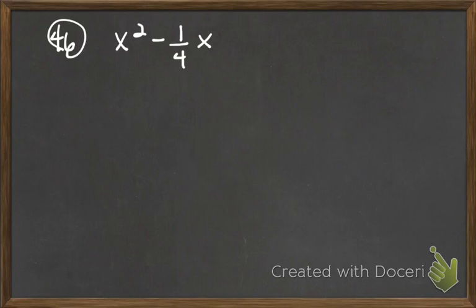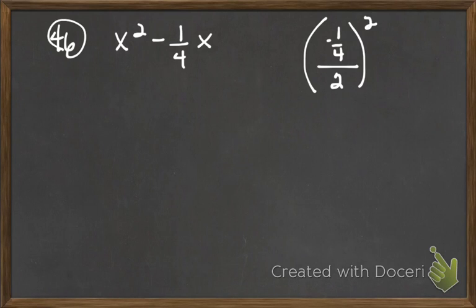So let's look at 46. So 46, I have a fraction in front of my x. Again, determine the constant that you're going to add to your binomial that will make it a perfect square. So we take what number? We take negative 1/4 and we divide it by what number? 2, and then we square it. Negative 1/4 divided by 2 is negative 1/8.